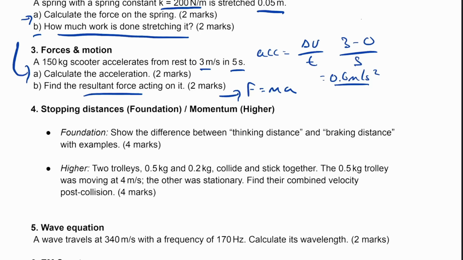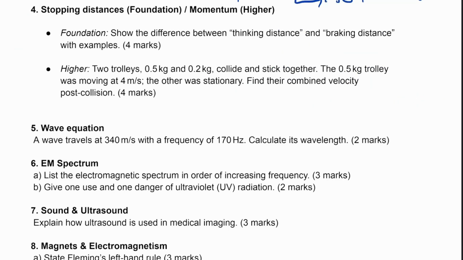So if you'll notice, we just worked out the acceleration, which was 0.6 meters per second squared, and the m, or the mass, is given to us in the question as 150 kilos. So you should really just be able to plug these in. It should be 150 multiplied by 0.6, and if you work that out, you should get an answer of 90 newtons.